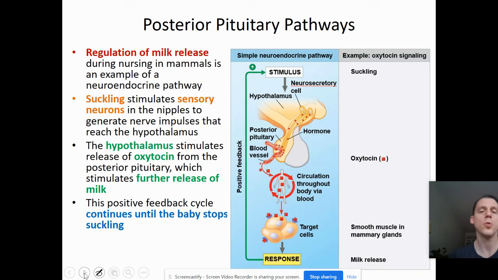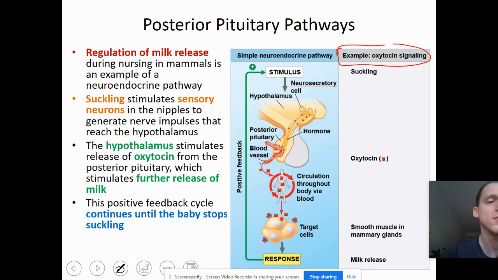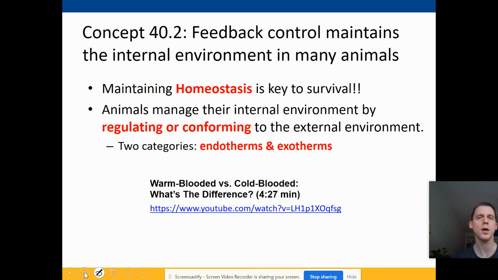over. So here we have a breakdown of our positive feedback example, oxytocin signaling. You can read through this on your own, but it's pretty much the same thing that I just mentioned. All right, and a few other things that we're going to go over.